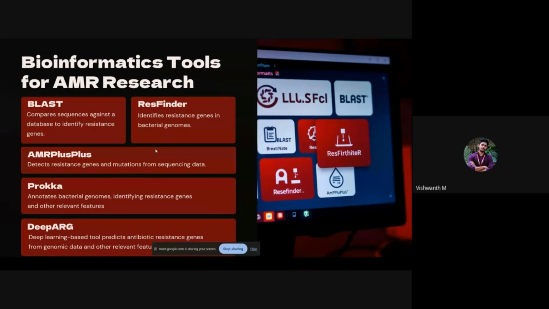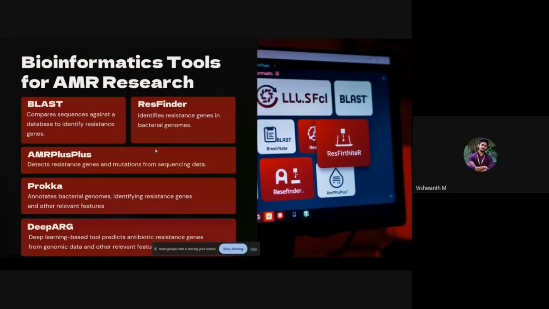So the fourth one is Prokka. Prokka is a tool which is used to annotate bacterial genomes, marking the bacterial genomes at particular positions, so identifying resistant genes and other relevant features. So Prokka is essential for understanding the genetic basis of AMR.